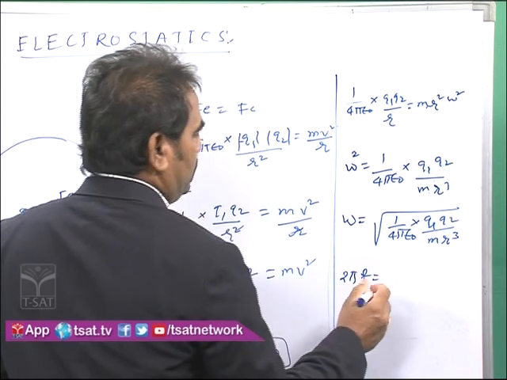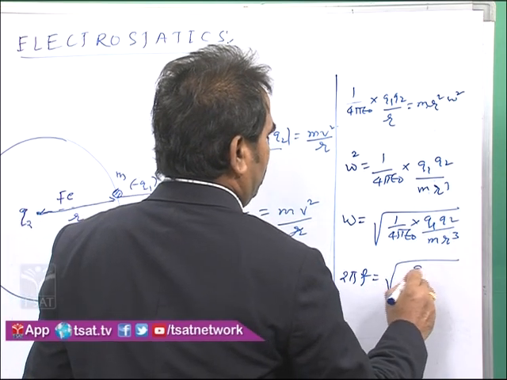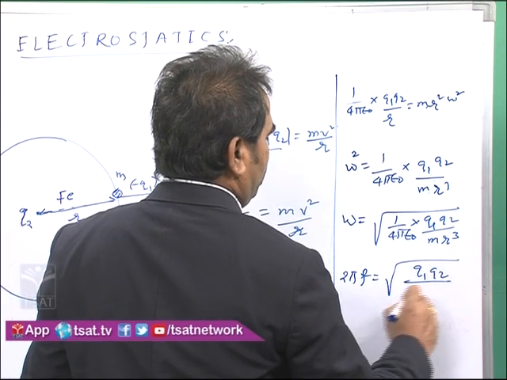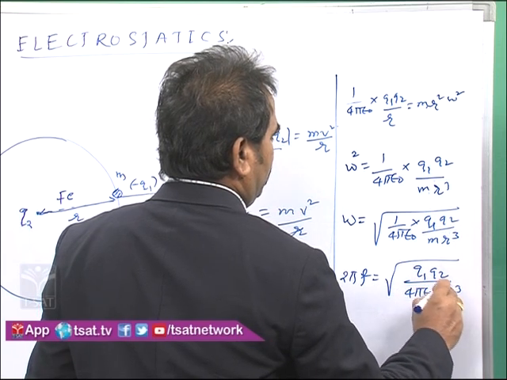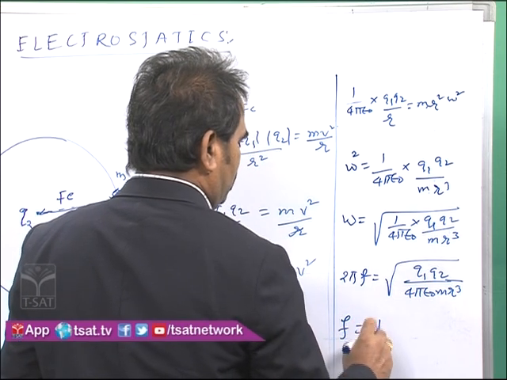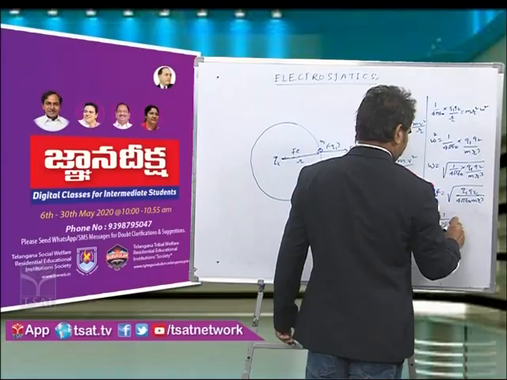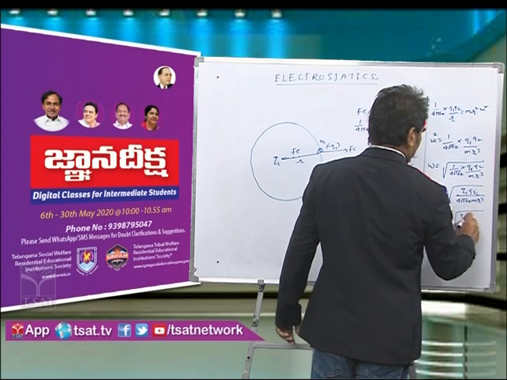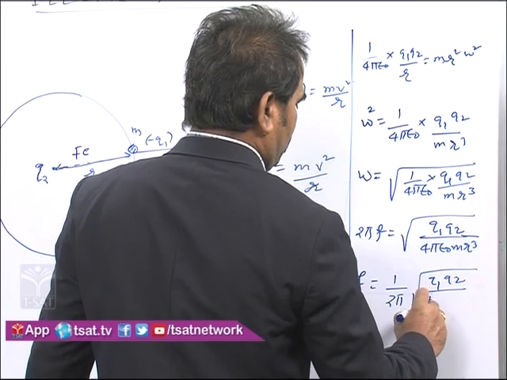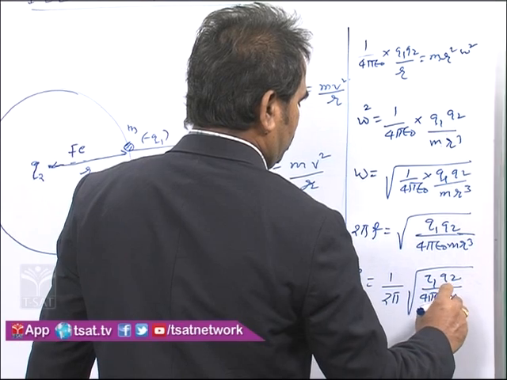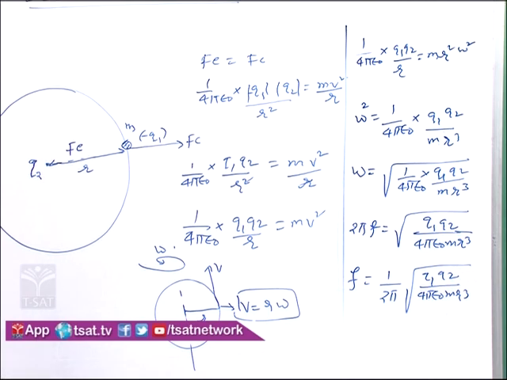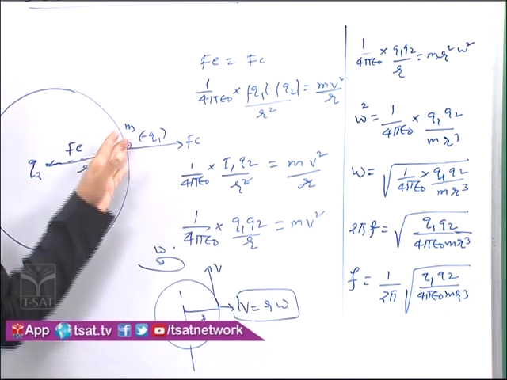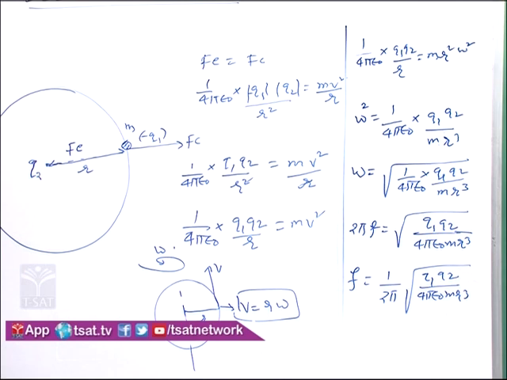2 pi f is equal to root over q1 q2 upon 4 pi epsilon naught into m r cube, or f is equal to 1 by 2 pi into root over q1 q2 upon 4 pi epsilon naught into m r cube. So, we will have to calculate the time period of the rotation, which gives the frequency of the rotation of the particle.